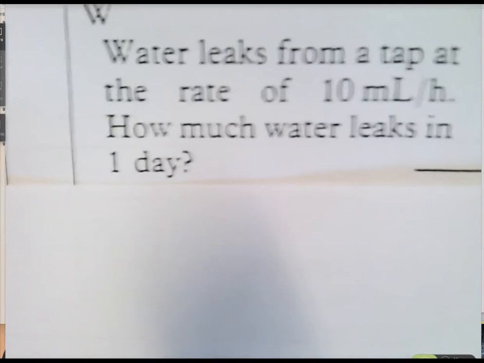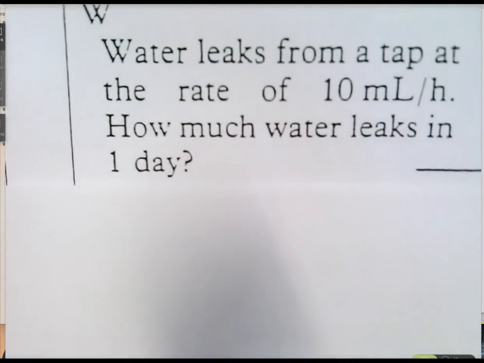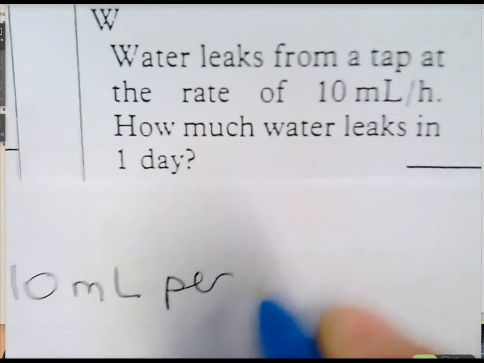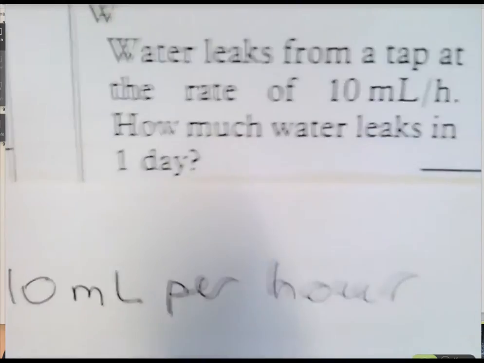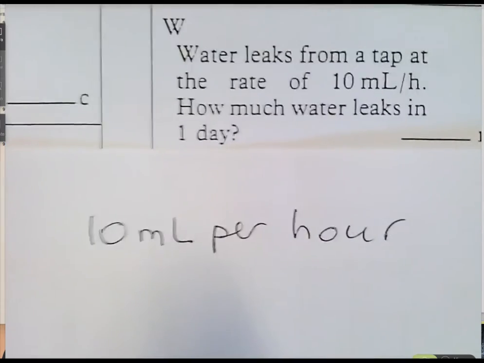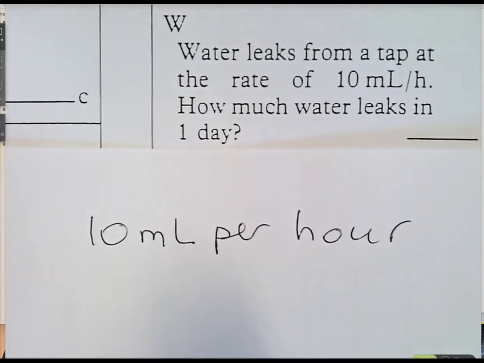What does that mean? 10 mils per hour. What does that slash mean? Girls, millilitres per hour. 10 mils per hour. That's how much water leaks from the tap. Water leaks from the tap at a rate of 10 mils per hour. How much water leaks in 1 day?